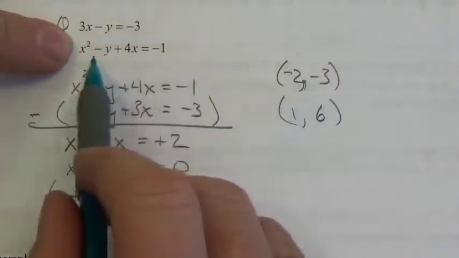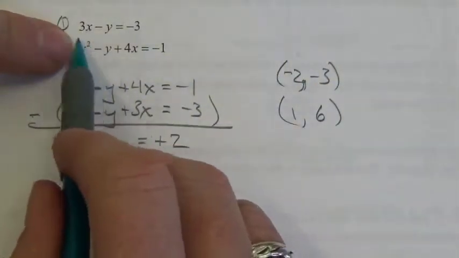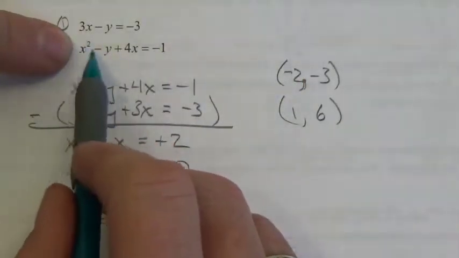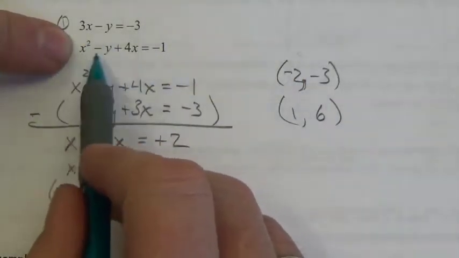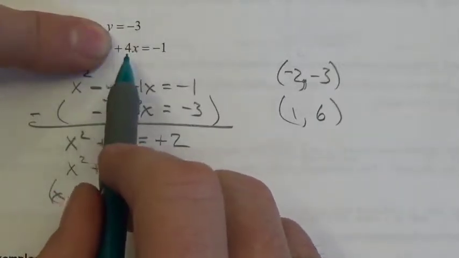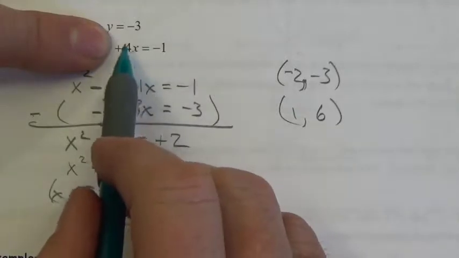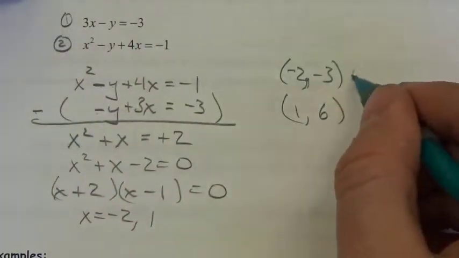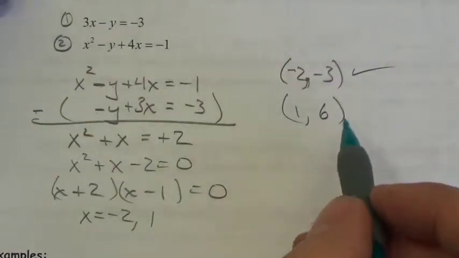So let's plug in the values here. Negative 2 squared will be positive 4. Minus negative 3, so this will be positive 4 plus 3, so 7. Okay, 7 plus 4 times negative 2. Well, that's going to be negative 8. 7 plus negative 8 is in fact negative 1. Wonderful. That satisfies the equation.